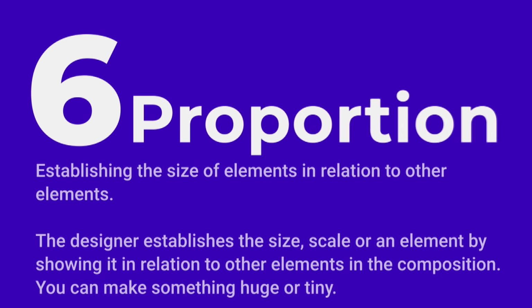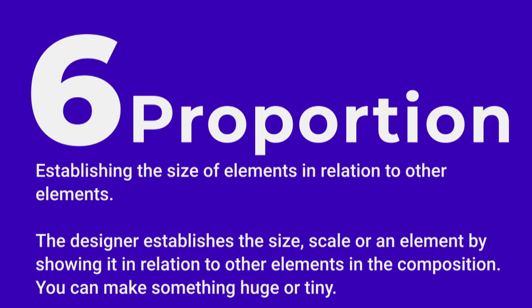The next principle we have is proportion. Establishing the size of elements in relationship to other elements. The designer establishes the size, scale, of an element by showing it in relationship to the other elements in the composition. You can make something huge or tiny.